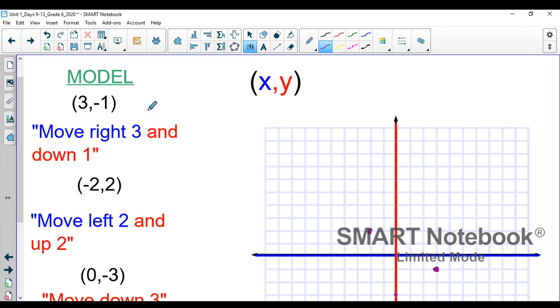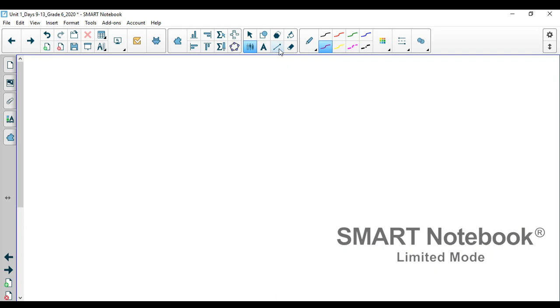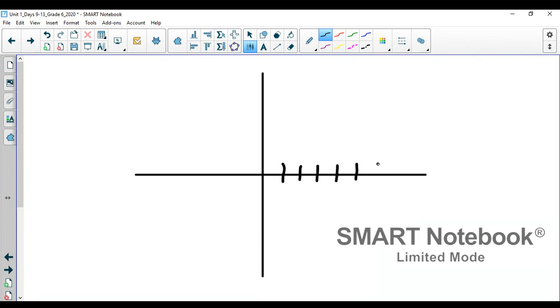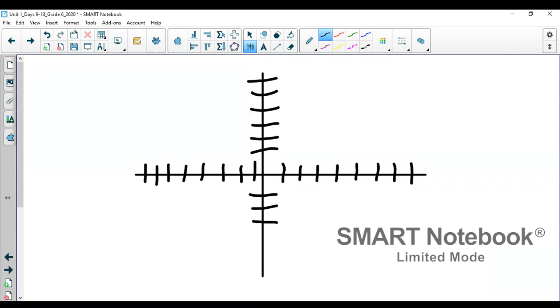Now, for you guys, as you try these next couple problems, you're going to need to make your own coordinate grid in your notebook. The easiest way to do that is to just draw 2 straight lines, just like this, and then give yourself tick marks. You're not going to need that many. I would probably go out to between 7 and 10 in each direction. And you can always add more if you need to, but really this is pretty simple.